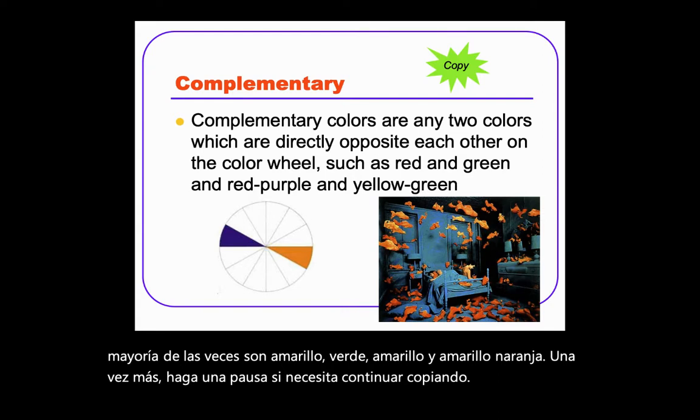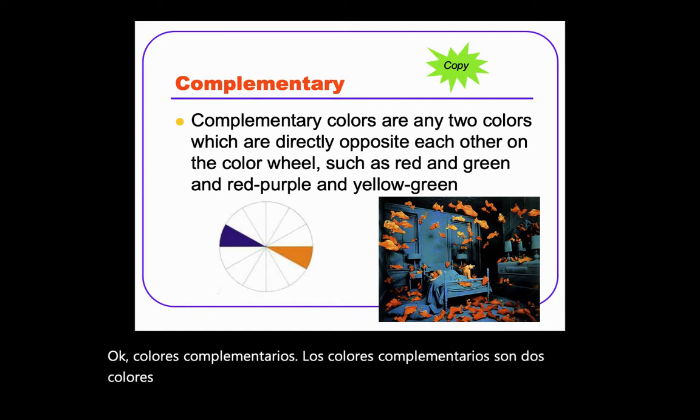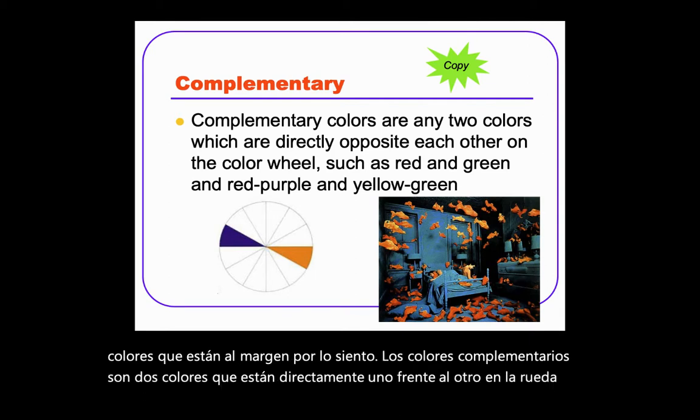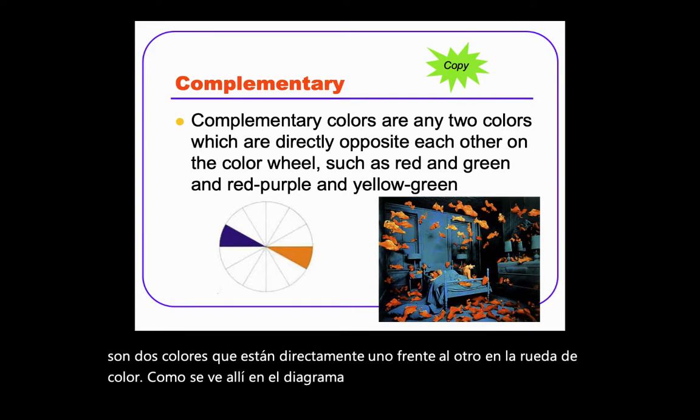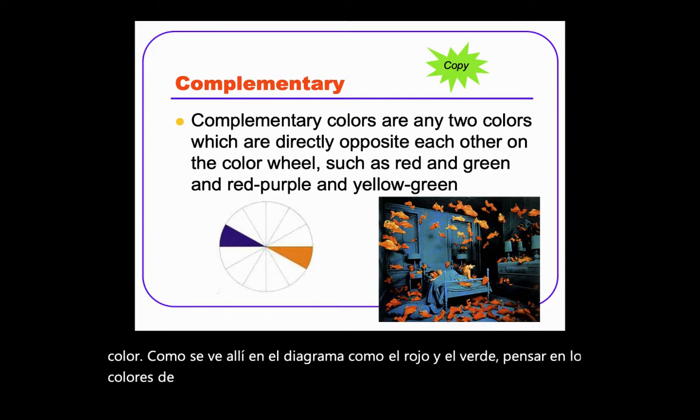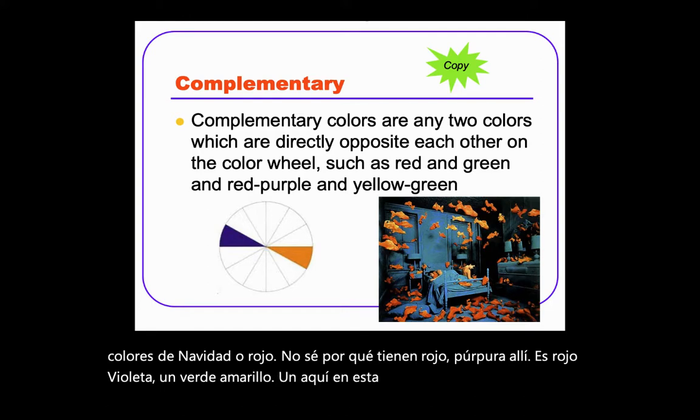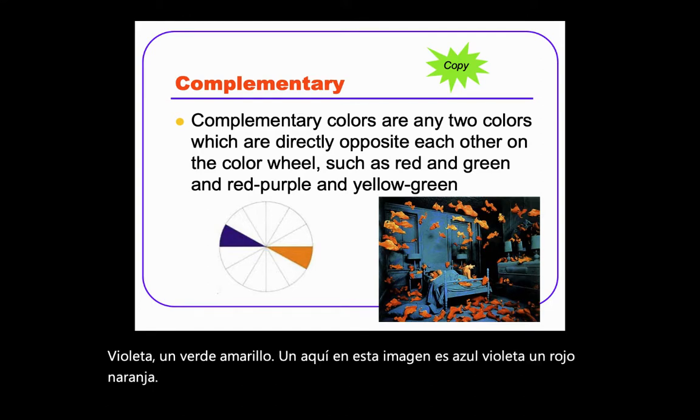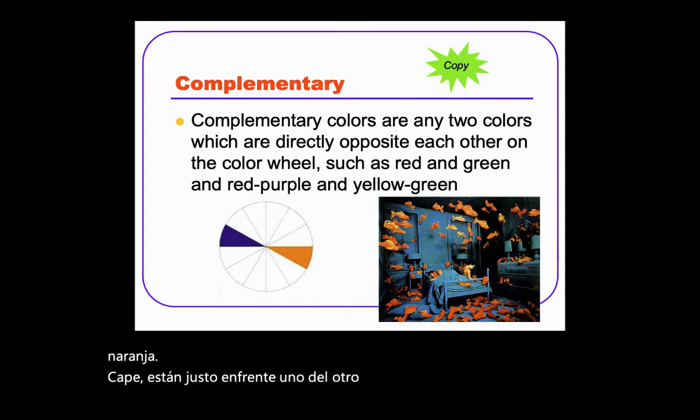Okay, complementary colors. Complementary colors are any 2 colors that are directly opposite each other on the color wheel, as you see there in the diagram, such as red and green, think Christmas colors, or red, I don't know why I have red purple there, it's red violet, and yellow green. And here in this image, it is blue violet and red orange. Okay, but they are directly across from each other on the color wheel. Again, pause if you need to finish copying the definition.